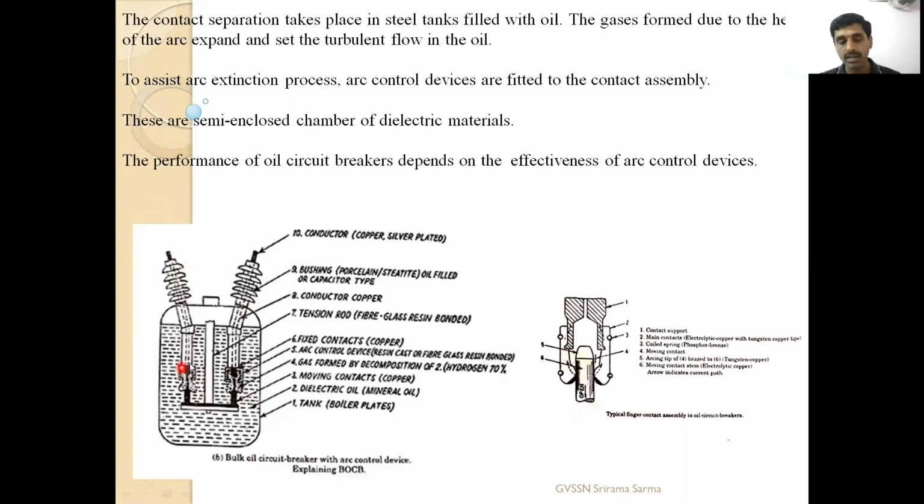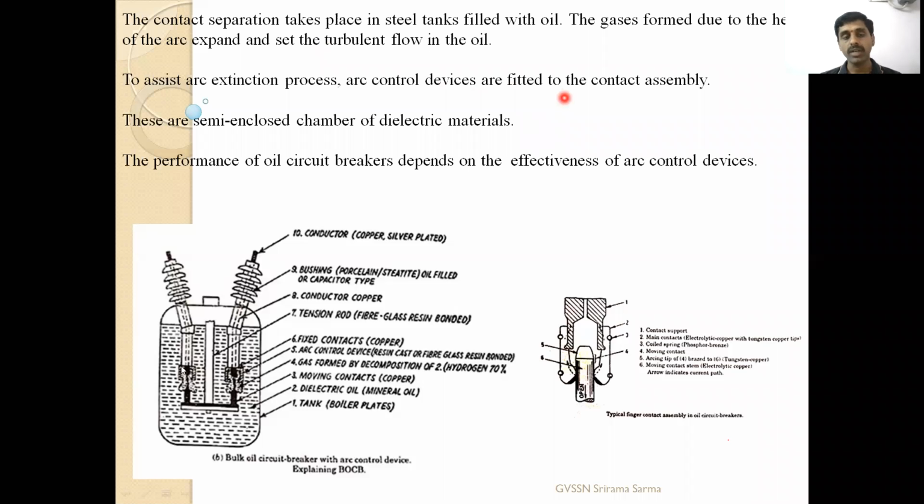This is called the arc control device, in which pressure can be created. Whatever gas is produced in this narrow region, high pressure can be created such that arc extinguishing will be quick. So this is the new development in the bulk oil circuit breakers, which takes place in the steel tanks. Gas is formed due to the heat of the arc, expands and sets up turbulence. So to assist the arc extinction process, arc control devices are fitted.